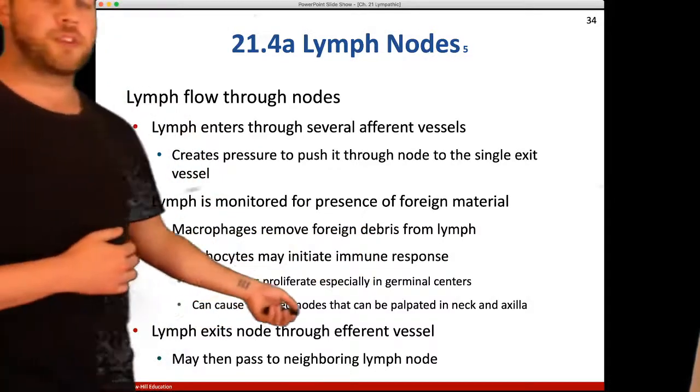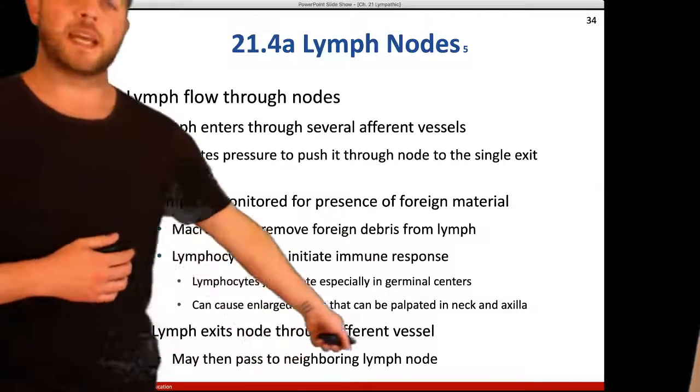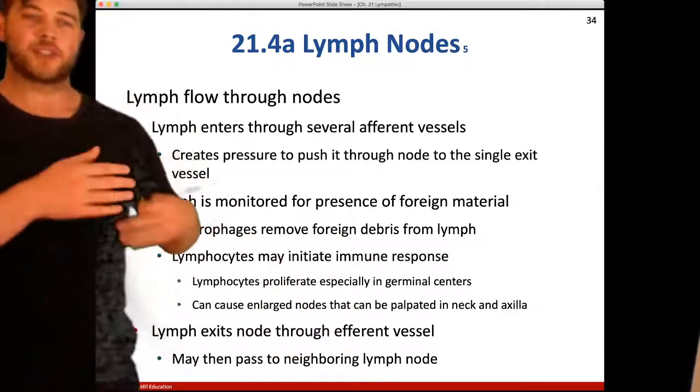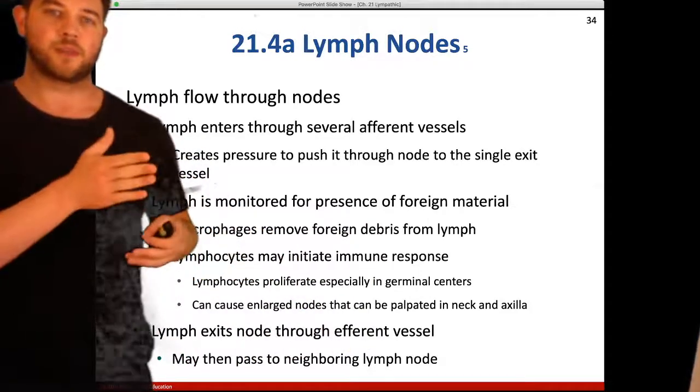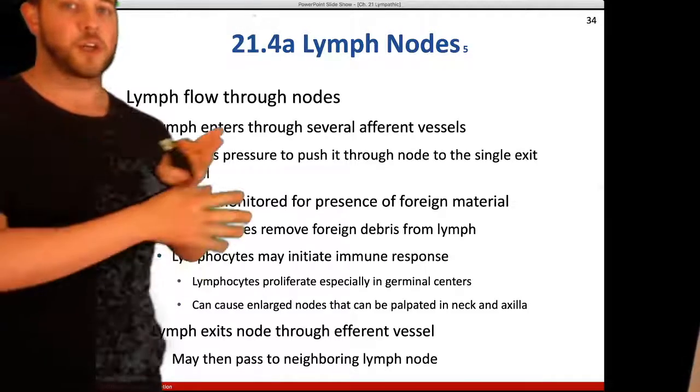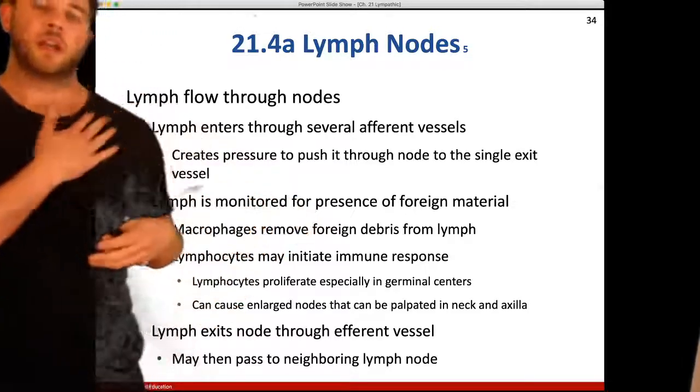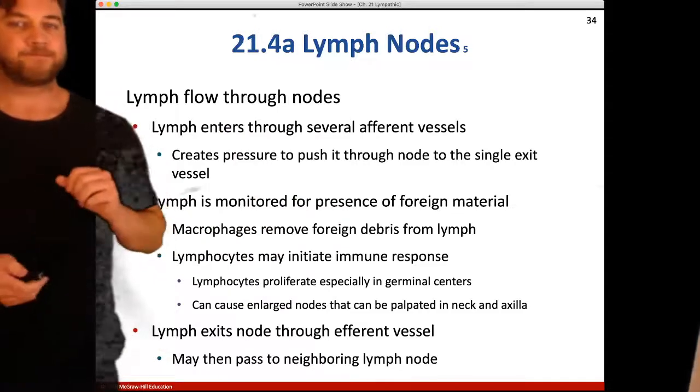Lymph exits the node through the efferent vessel, and then it may pass to a neighboring lymph node. So again, they're kind of arranged in clusters typically, so lymph doesn't just get filtered through one lymph node. It's going to be filtered through multiple lymph nodes typically before it then returns into the trunks.